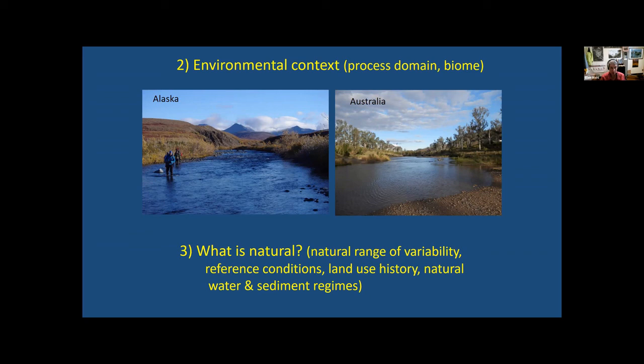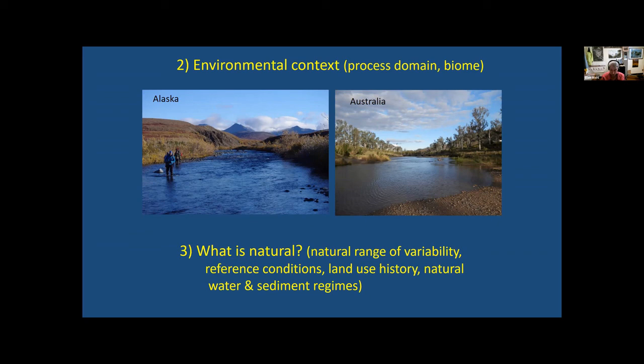Another approach is to try, whether you can or can't find reference conditions, to understand what the natural water and sediment regimes are. So what is the discharge regime in the absence of, say, diversions or flow regulation? What might the natural inputs of sediment look like in the absence of changes in land cover? I'm going over all of these very briefly. They are extraordinarily difficult questions to answer, but they do underpin how we regard and how we manage or try to restore rivers.